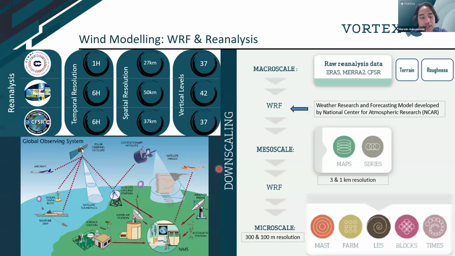So let me explain a little bit of the Vortex downscaling methodology. Basically, we start by using the reanalysis data sets ERA5, MERRA-2, and CFSR. These data sets are built from a combination of observations collected from satellite data, platforms, airport weather stations, and more. Each of these sources provides data at a different resolution. In terms of spatial resolution, it ranges from 27 kilometers up to 50 kilometers with MERRA-2, and the temporal resolution, or time step interval, usually comes at 1 hour time series. Otherwise, 6 hour is available.